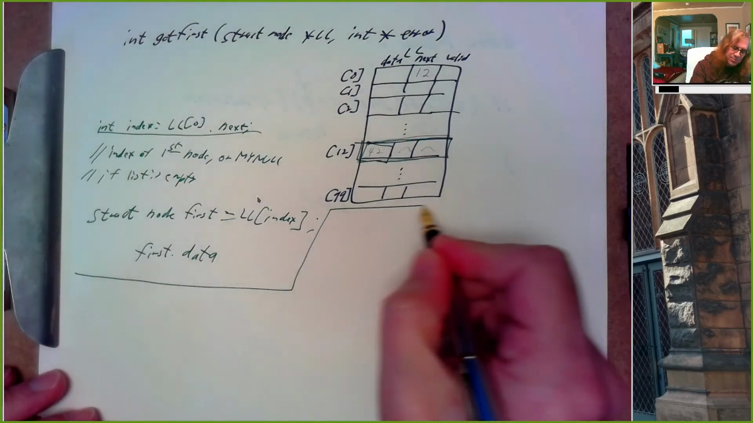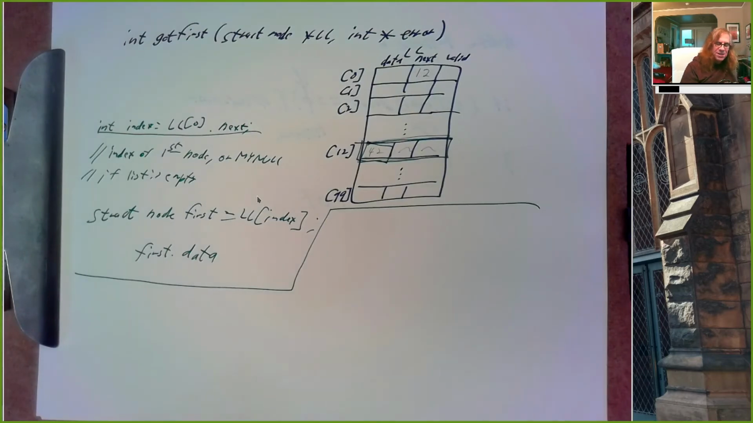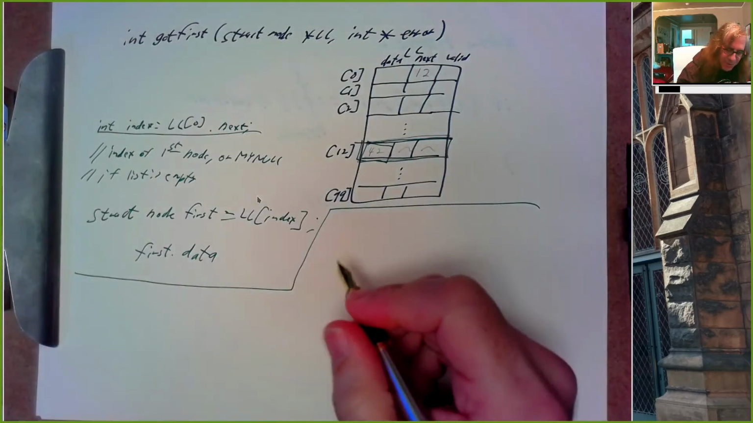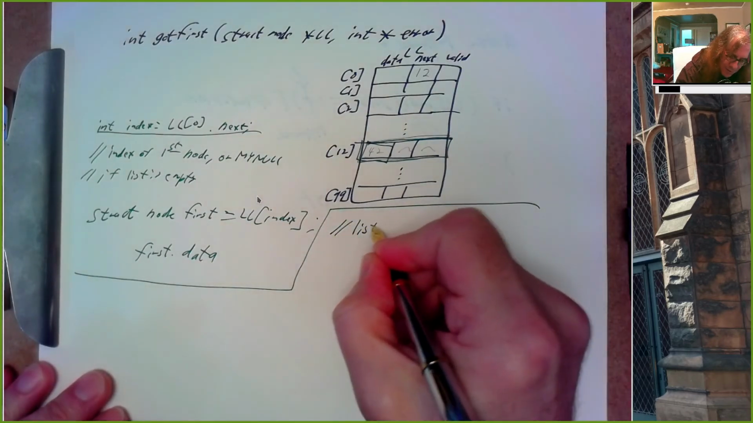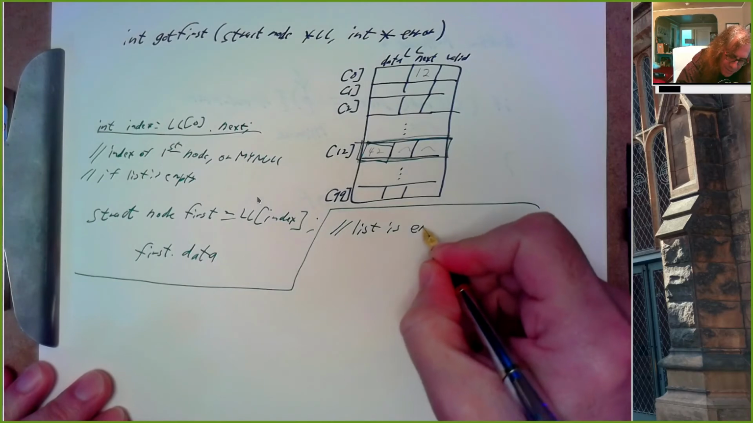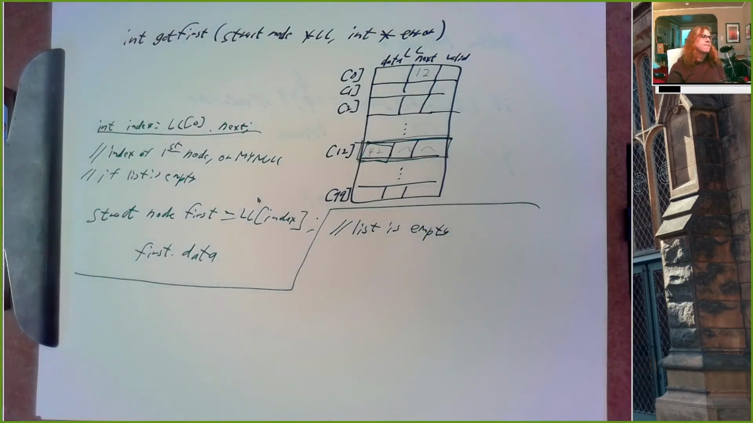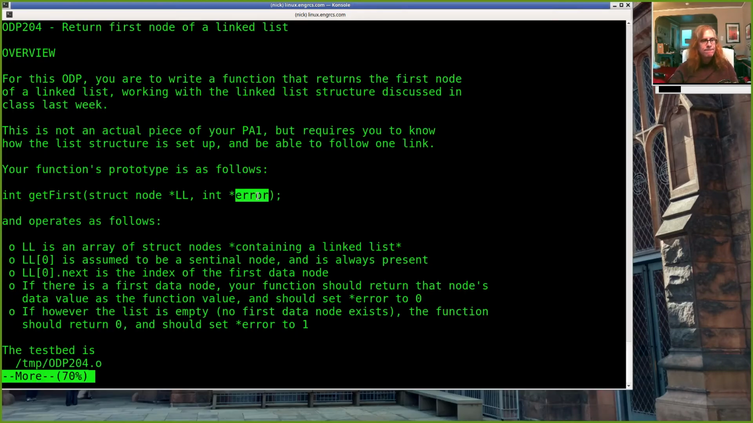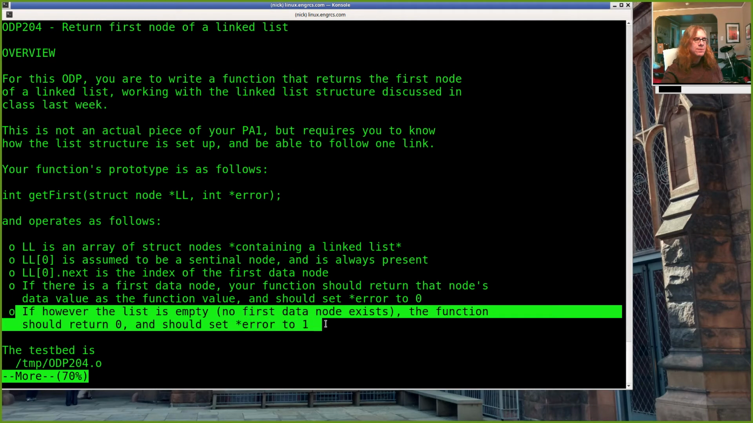So that's the actual linked list part. That's starting from the sentinel and following its pointer to the first node in the list, which is the beginning of all happiness with linked lists. So let's talk about this error variable and the return value. There are two possibilities. The first possibility is you might discover the list is empty. If the list is empty, the function should return a 0, and you should set the thing pointed to by error to a 1.